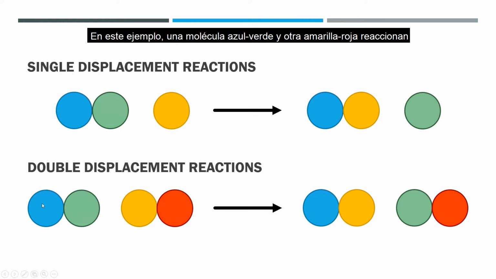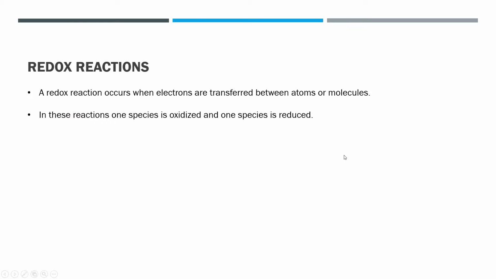In this reaction, we have our blue-green molecule again with a yellow-red molecule. And then after the reactions occurred, you can see that the green molecule and the yellow molecule have actually switched places. So now we have a new blue-yellow molecule and a new green-red molecule.